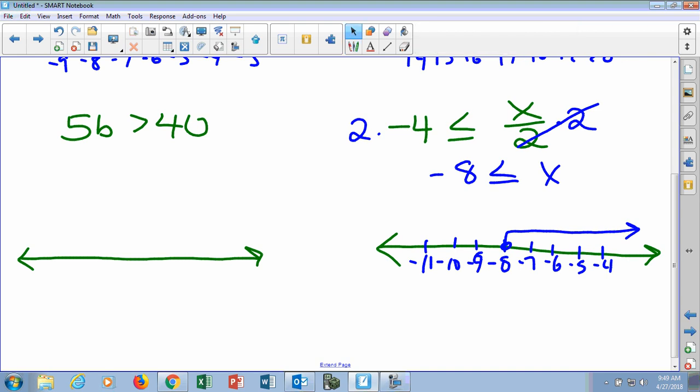I want you to do the other one as a team. We're going to pause real quick, give you a couple minutes to do the 5b is greater than 40 problem. Okay?